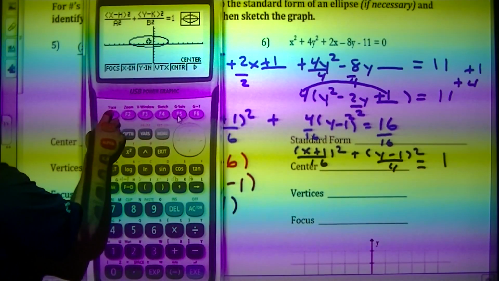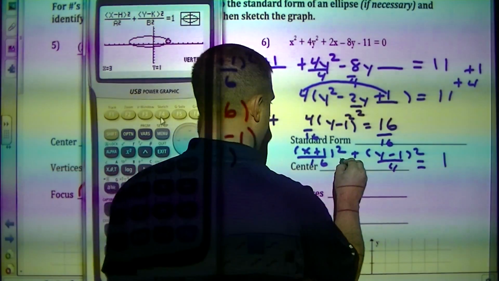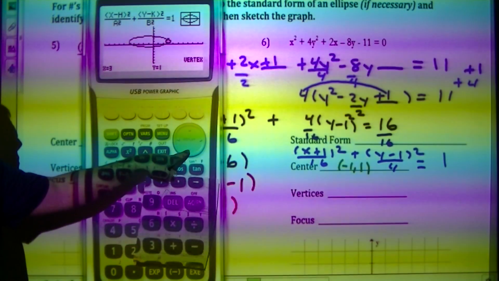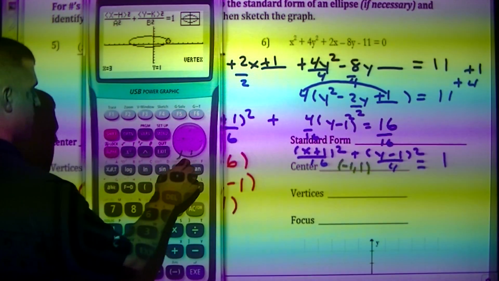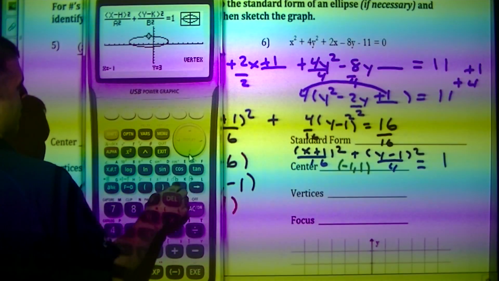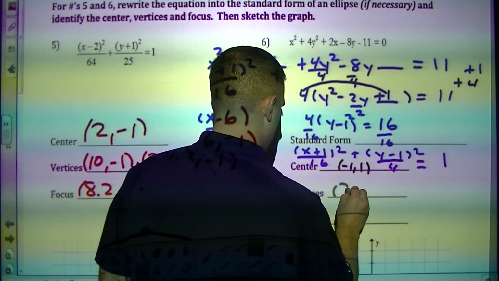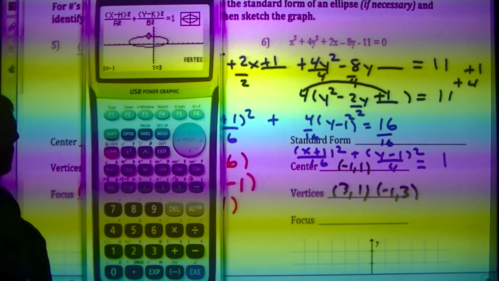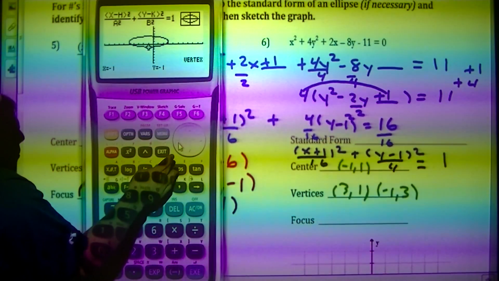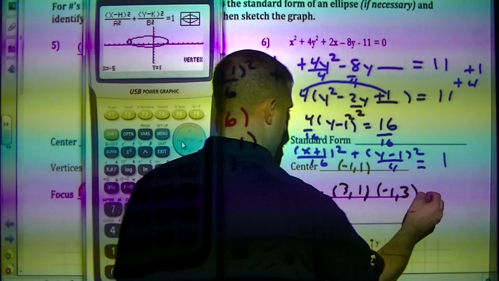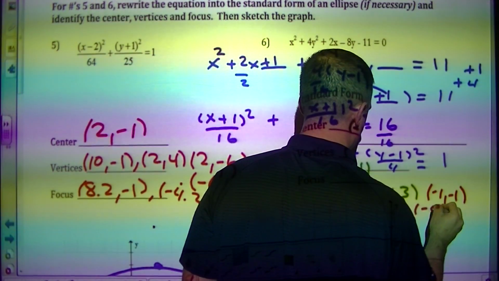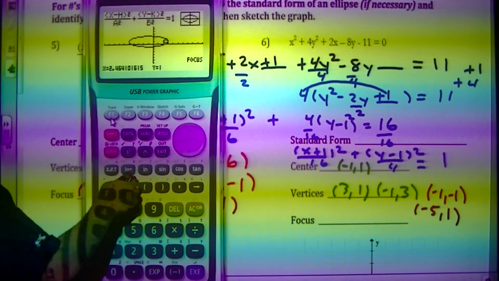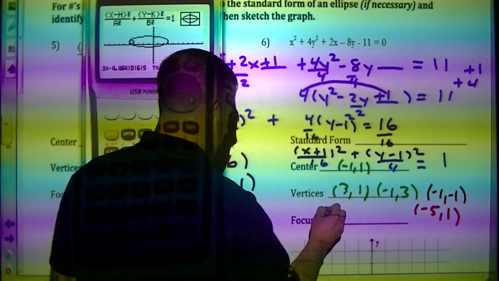G solve, let's do vertex. So I got negative 1, 1 here for that. My vertices are 3, 1 and negative 1, 3. They're also negative 1, negative 1, and negative 5, 1. My focus, G solve focus, 2.41 and negative 4.41.